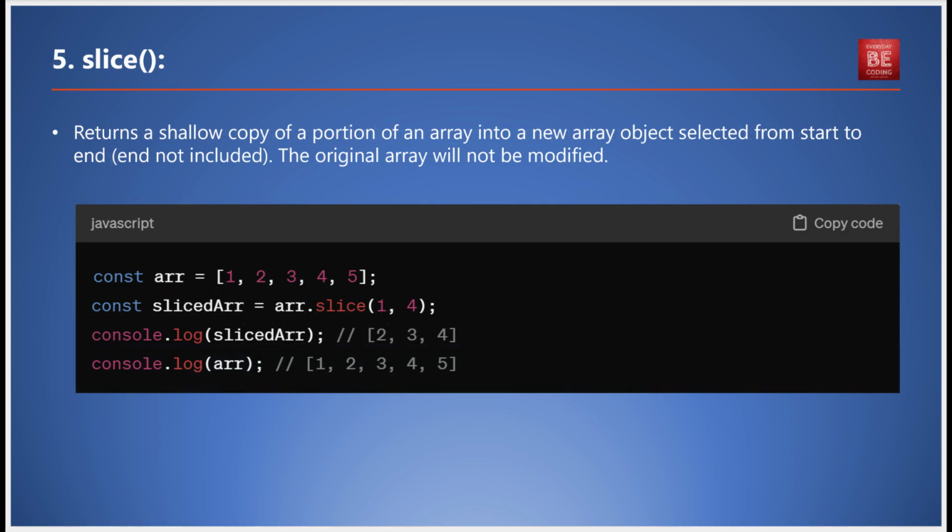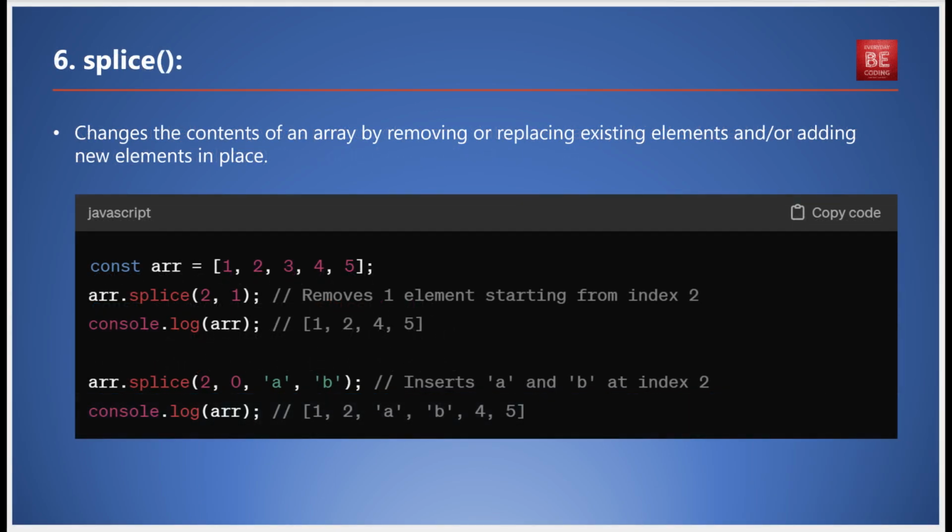Let's talk about the slice method. This method returns a shallow copy of a portion of an array into a new array object selected from start to end, with the end not included. The original array will not be modified. For instance, if you have an array with elements 1, 2, 3, 4, 5, and you use the slice method to slice from index 1 to 4, it will return a new array with elements 2, 3, 4, and the original array remains unchanged.